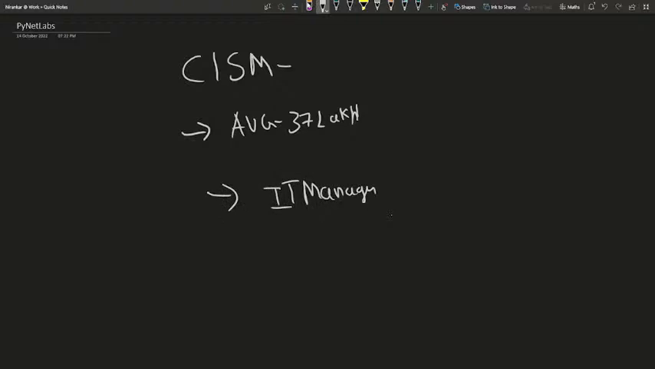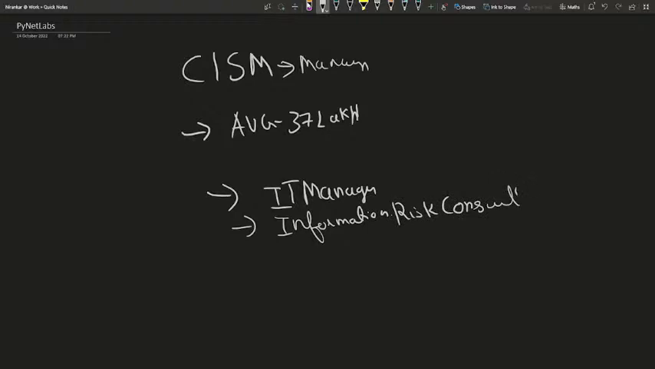So of course we have the manager at the end of the certifications, which is Certified Information Security Manager. Then we have Information Risk Consultant, then we have Director of Information Security. These are some of the roles you can pursue after doing the certification.